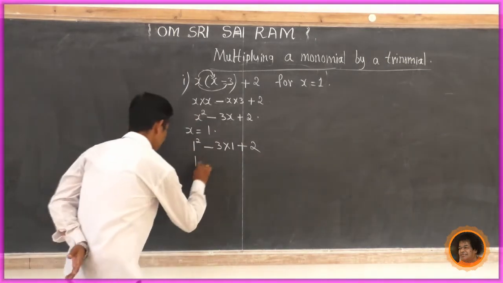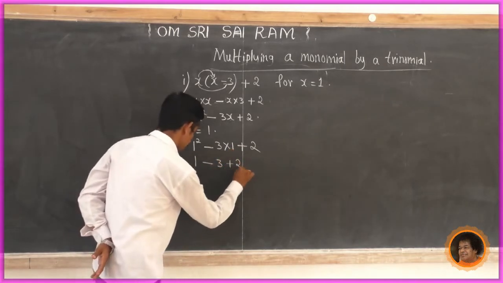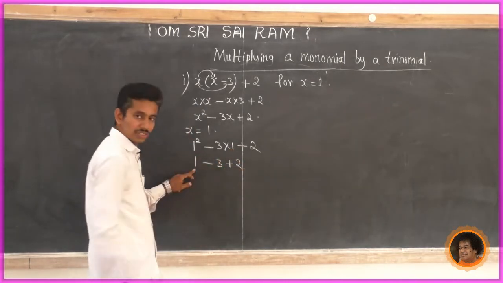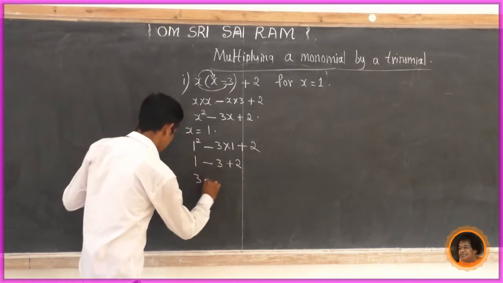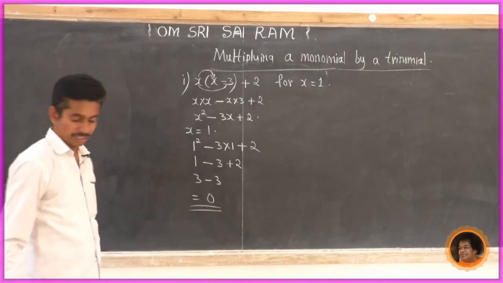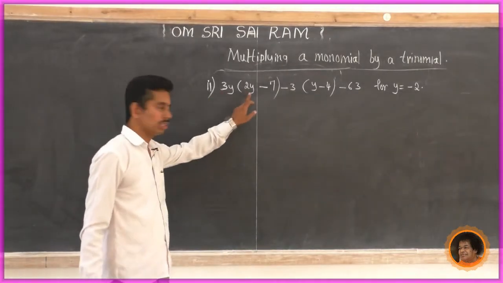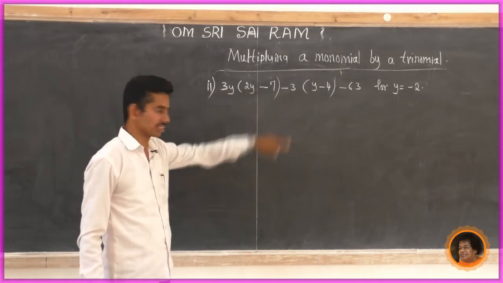So 1 minus 3 into 1, 3 plus 2. Now 2 plus 1 is 3 and minus 3 equals 0. So what is the value? It is 0. Next example, 3y into 2y minus 7 minus 3.